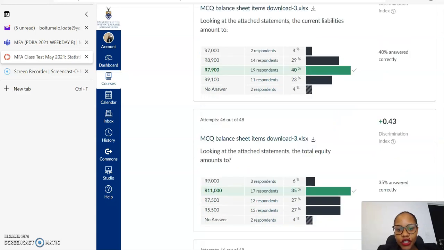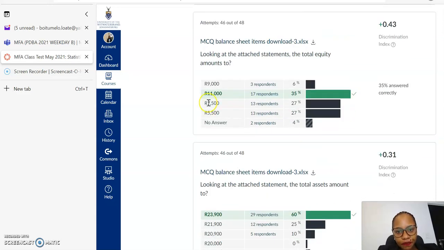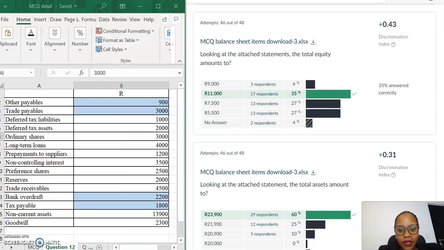If we go to question 13, it's also an MCQ balance sheet item download, and they want you to calculate what the total equity is. So if I were to download the same list that you were asked to download, and I go through the exact same list, but now I need to highlight the equity items, which is ordinary shares, non-controlling interest, pref shares, and reserves. If I add up all these together, I get to 11,000. 35% of the respondents got this correct.